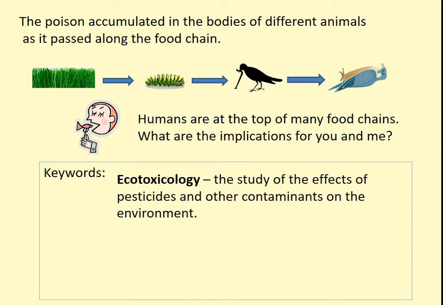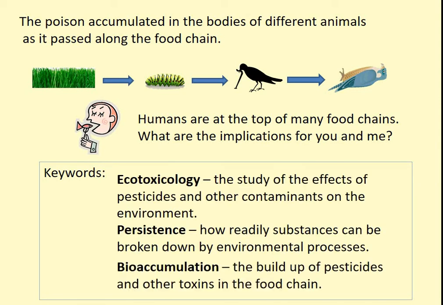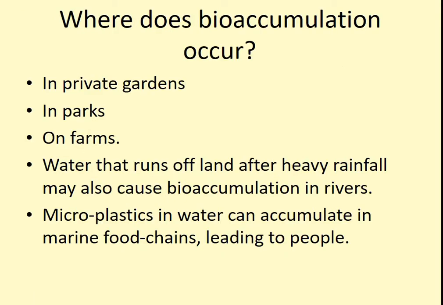Here comes some keywords. Where does bioaccumulation occur? In your garden, in the park over the road, on farms. And for all of these, when it rains, water will run off, and that will go into the drains and then eventually into rivers and the seas. And that can cause bioaccumulation even in watery places.